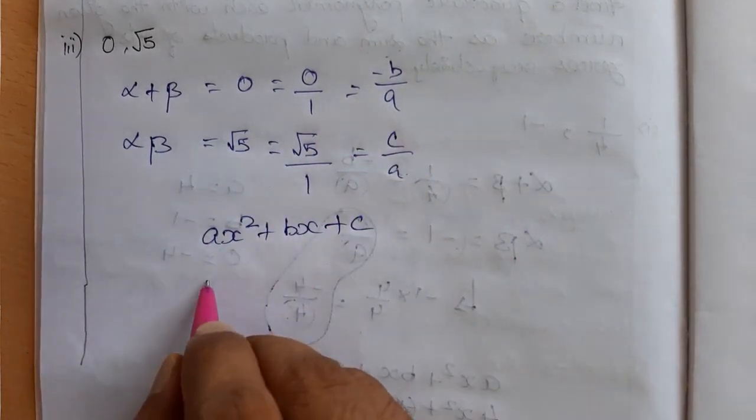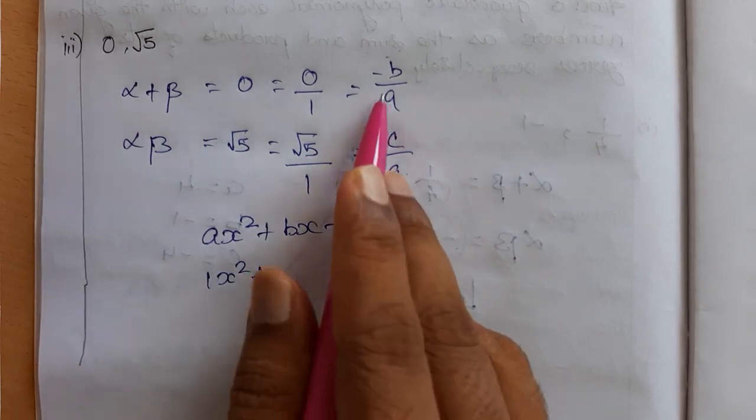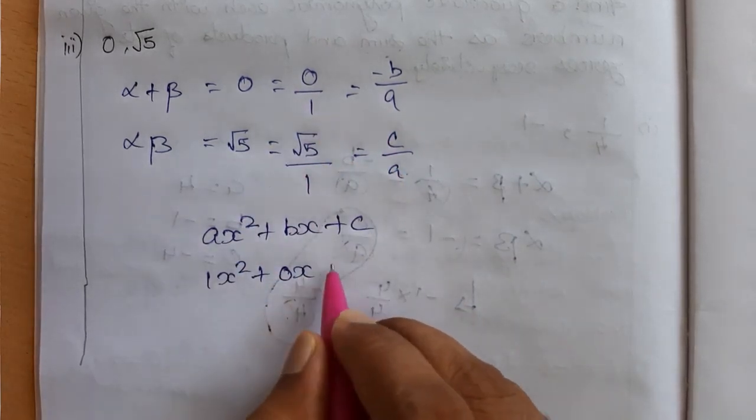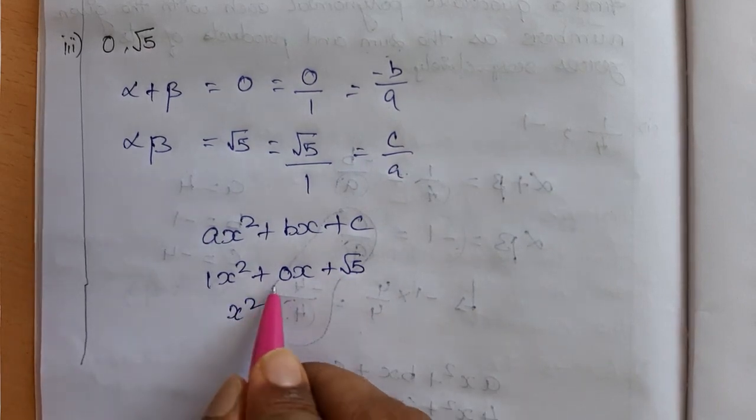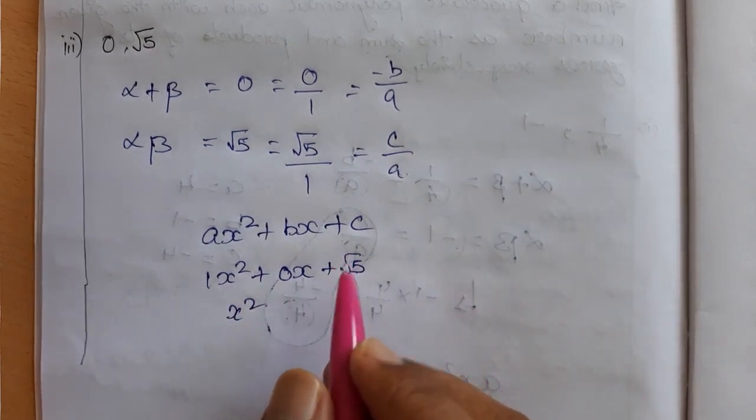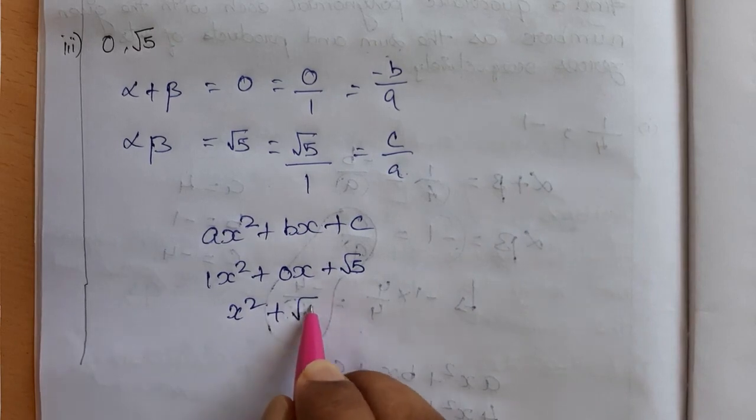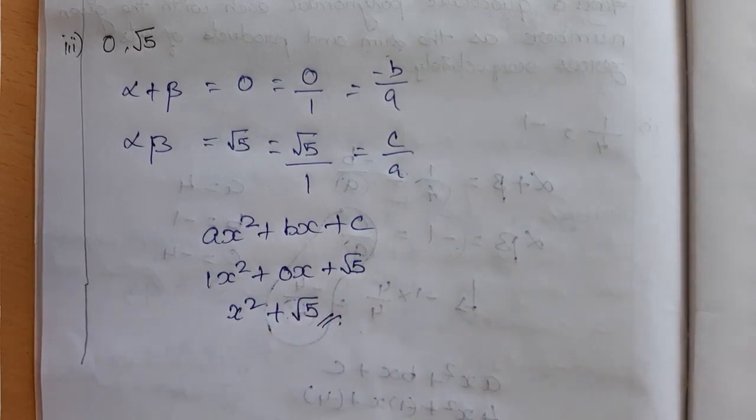Here the a is 1, so 1x square plus b is 0, 0x plus c is square root of 5. This we can write as x square plus square root of 5, the 0 term is no need to mention, so we'll just avoid it. Clear? Thank you.